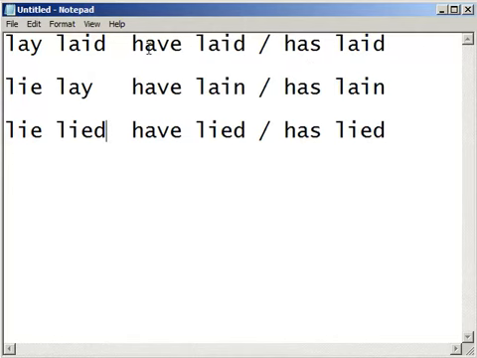And of course the have and the has, they're interchangeable depending on the pronoun used. So I have laid, he has laid.